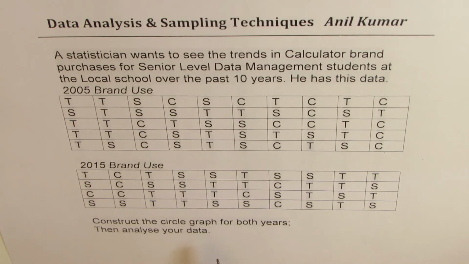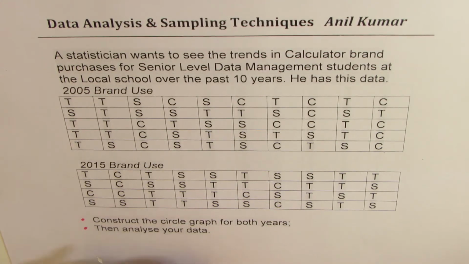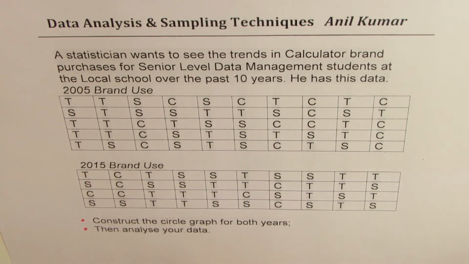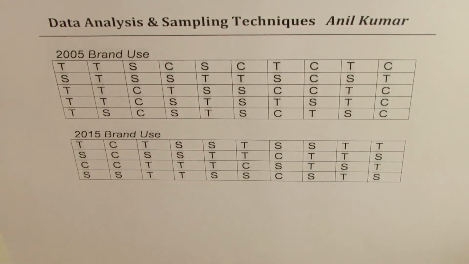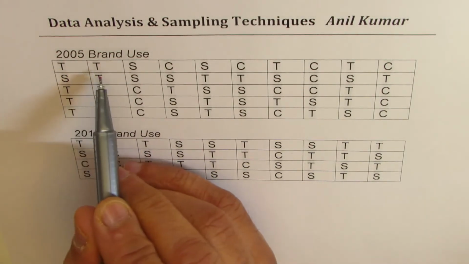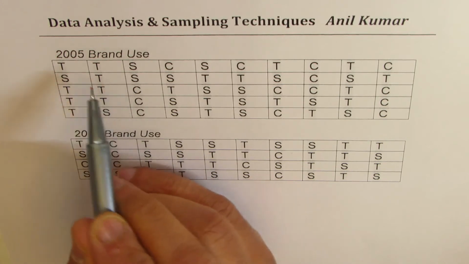You can pause the video, copy the question, and then you have to do this. Construct a circle graph for both years and then analyze your data, right? So that's the question for you. What I've done here is just made some room, copied the same tables on the next page, and from here we'll make a table and construct a circle graph for both years and then compare them, correct? So let us now count the brands for each year.